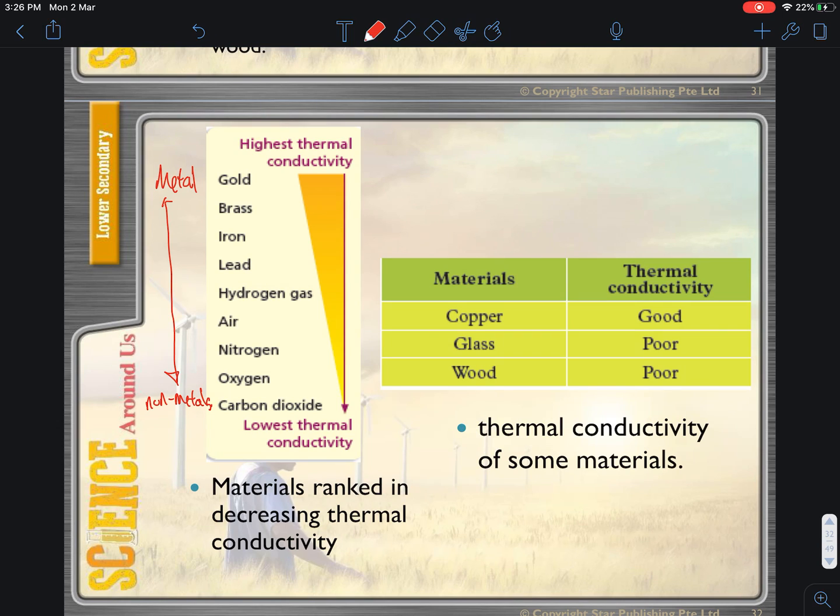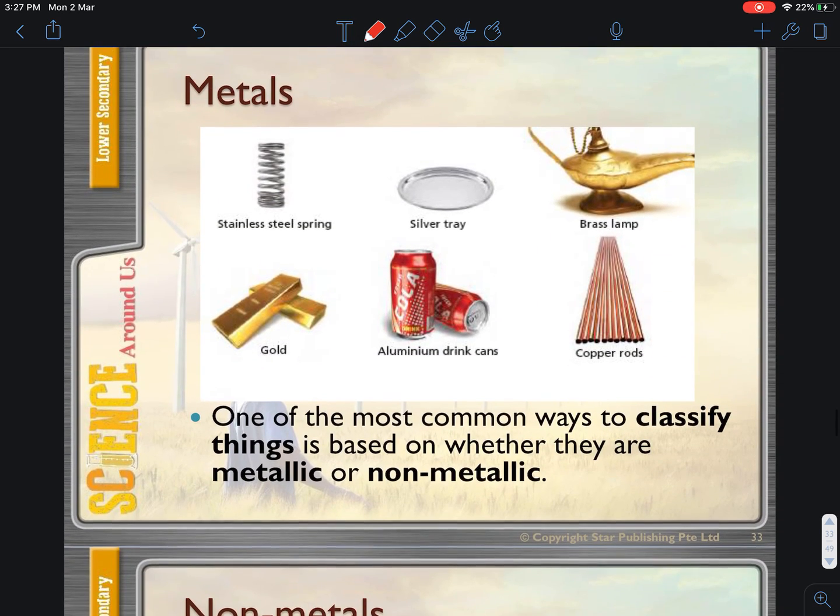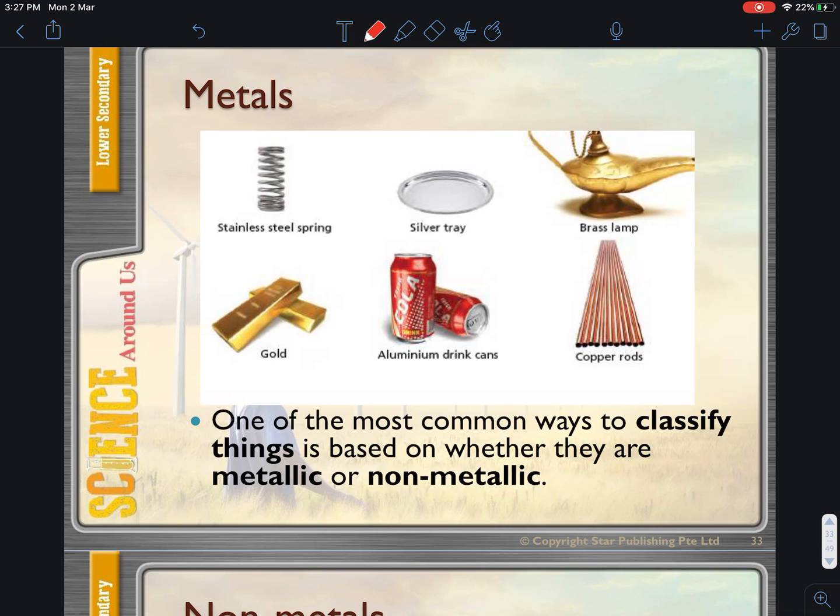It would be good if you are able to remember the ranking, but it is not so important. What you need to know is that metals tend to have a higher thermal conductivity as compared to non-metals. Some examples of metals are stainless steel, silver tray, brass, aluminium, gold, copper. Now, do take note of the material rather than the item. So the materials highlighted in yellow are the metals.